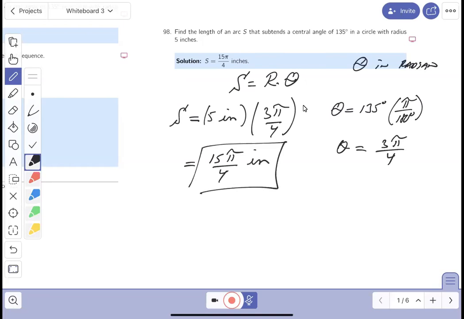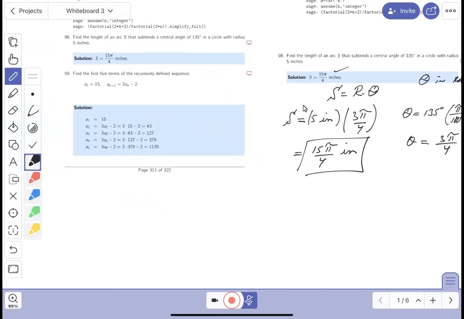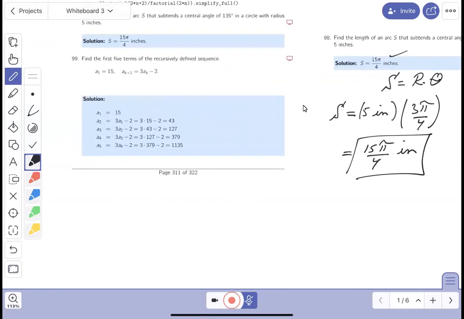If you want, you can approximate that. I notice in the answer, they're not approximated, nor were you asked to approximate it. But if you took pi to be roughly 3, 45 divided by 4, you're looking at 11 point something, all right? But again, I'm just ballparking. I'm not saying that's the right answer. Use the calculator, you get a better answer, all right? So that's number 98. Let's do 99.